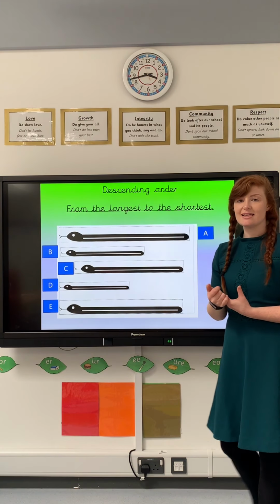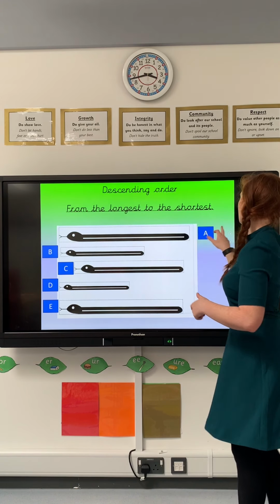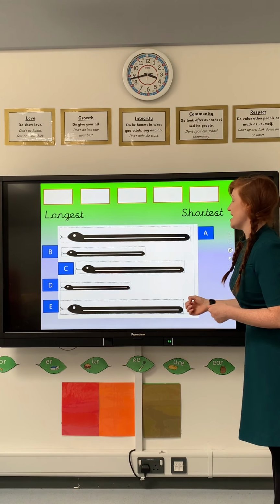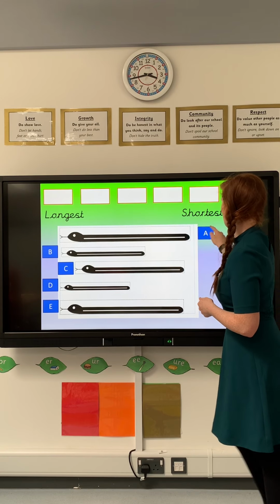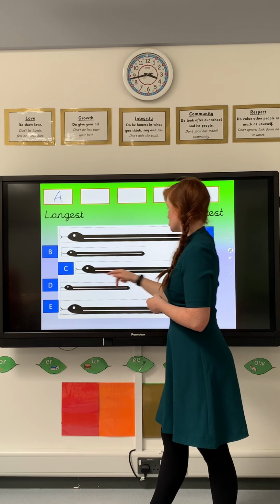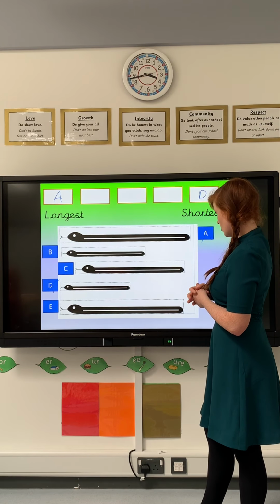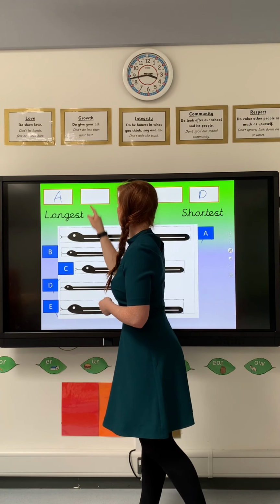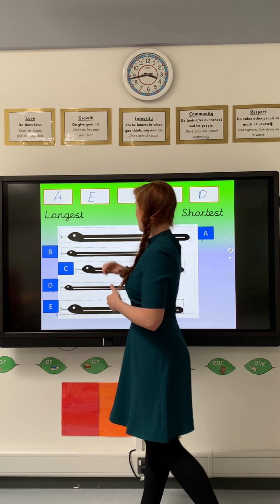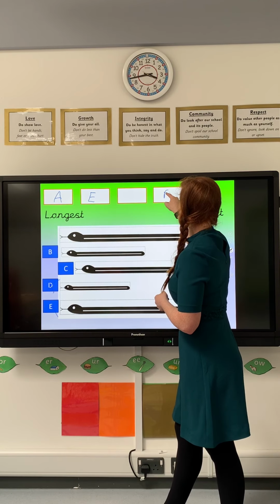Then we can go in descending order. Now that's from the longest to the shortest. It's like it's going backwards in descending order. So again, I can find the longest. I know the longest is A. I can find the shortest. I know the shortest is D. I can find the next longest. I know that that's E. I can find the next shortest. I know that's B. The only one I've got left is C.